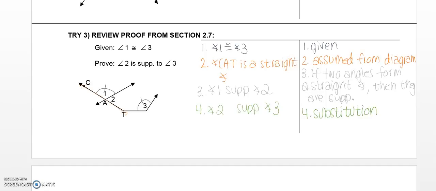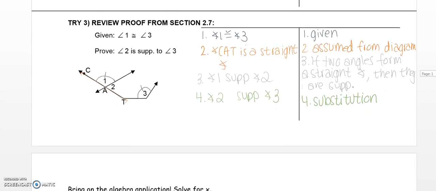Okay, and I'm thinking that your proof should look like this. We state our given, we need to state a straight angle before we're saying angle 1 is supplementary to angle 2. The reason we're doing that is because we can then use the substitution property to replace, right, angle 1 and angle 3 are congruent. We can replace angle 1 or angle 3 with angle 1. So again, this is the same exact statement. We're just substituting angle 1 or angle 3 for angle 1. So that would be just our review proof for 2.7.